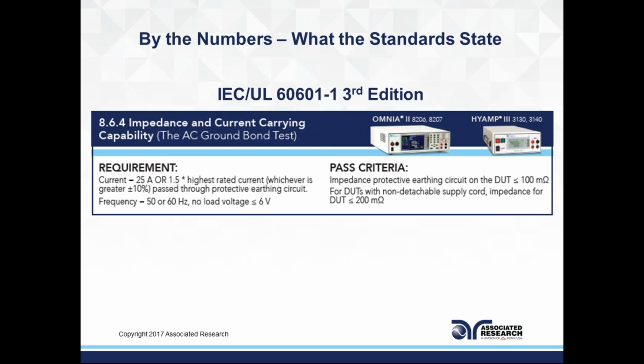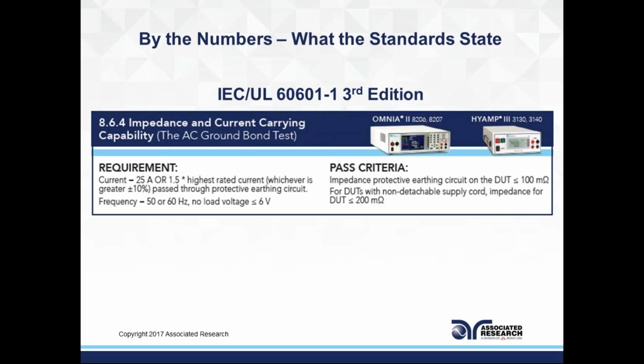Now the frequency is also defined. It could be 50 or 60 hertz, and most of the ground bond testers out there comply with this no load voltage of less than 6 volts. Our instruments go from 2 volts all the way up to 12 volts, but this is a range that you could adjust on our products. That was the requirement for the testing parameters.